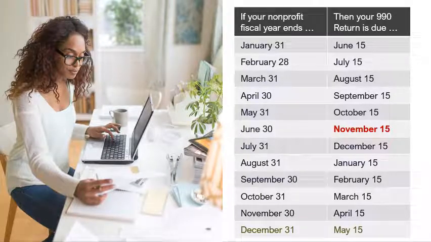Here's a snapshot of when your nonprofit Form 990 information return is due based on your fiscal year end. For example, if your fiscal year ends on January the 31st, then your 990 return is due on June the 15th. When you think about the rule that I just shared, your Form 990 information return is due by the fifth month and 15th day after the fiscal year ends. So this is just an at-a-glance chart to show you when your nonprofit organization's Form 990 information return is due based on your fiscal year end. So the question is, when is your nonprofit Form 990 information return due? And if your fiscal year ended this year on June the 30th, then your Form 990 information return is due on November the 15th, which is right around the corner.